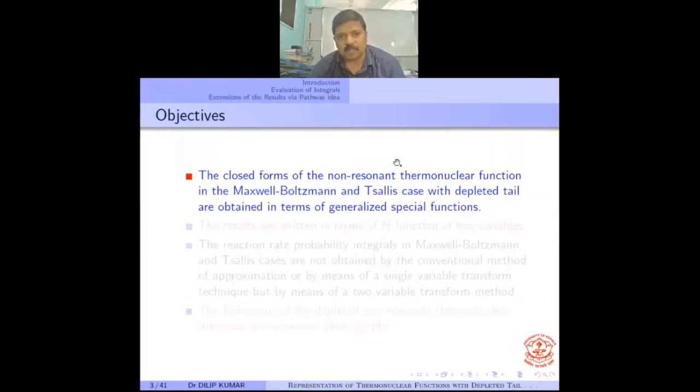What I am going to do is give a closed form representation of the non-resonant thermonuclear functions in Maxwell-Boltzmann and Tsallis cases. Already these Maxwell-Boltzmann and Tsallis cases were obtained in closed forms via generalized special functions. But the main difference is that here, instead of using a summation series, we will be using an H-function of two variables in a single analytic solution. That is the main advantage of this work.